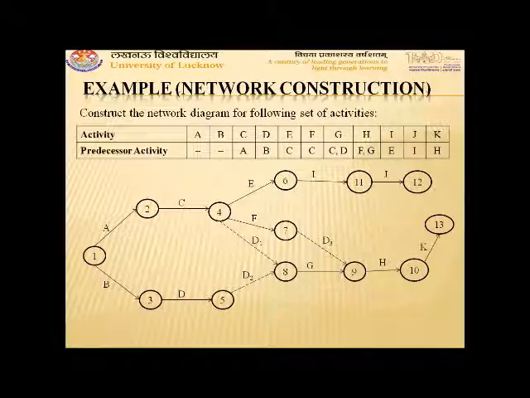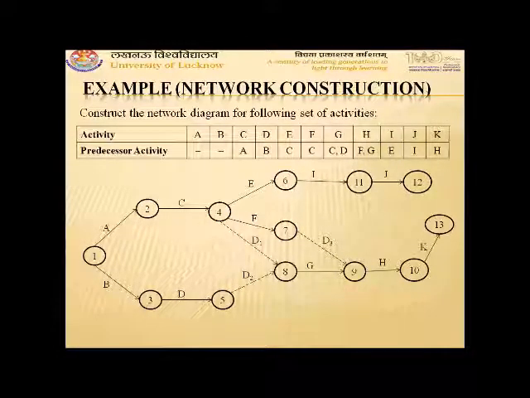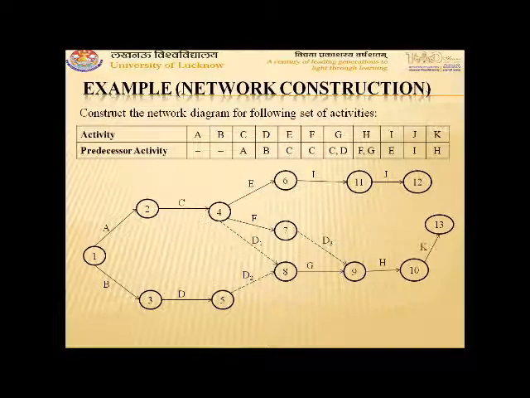Now this is the network diagram, but it is not correct. The rules said that dummies should be as minimal as possible. That means we should not use a large number of dummies. The second rule states that there should be no more than one end event. So here we can see that there are two end events, 12 and 13. We will join both the activities J and K at the same event. So the end event will become one.